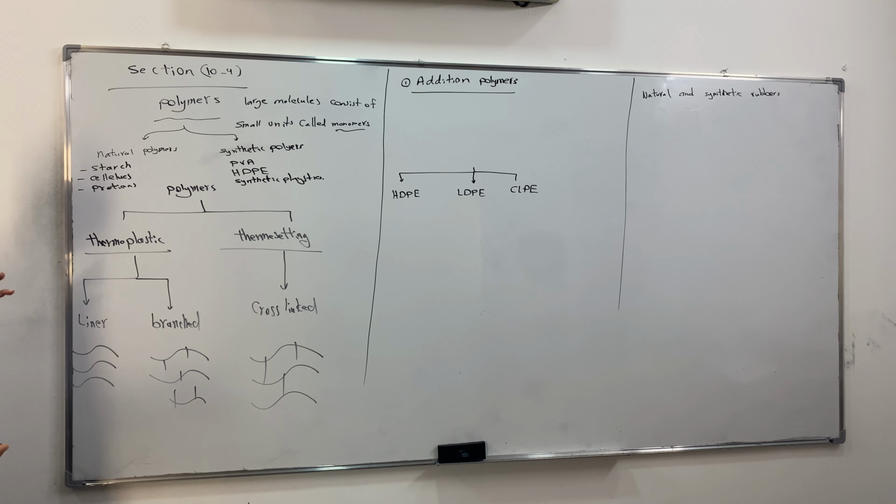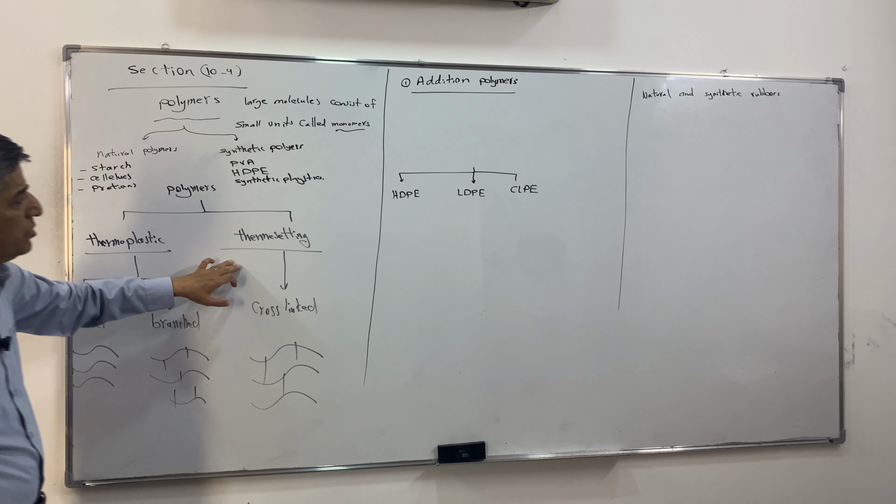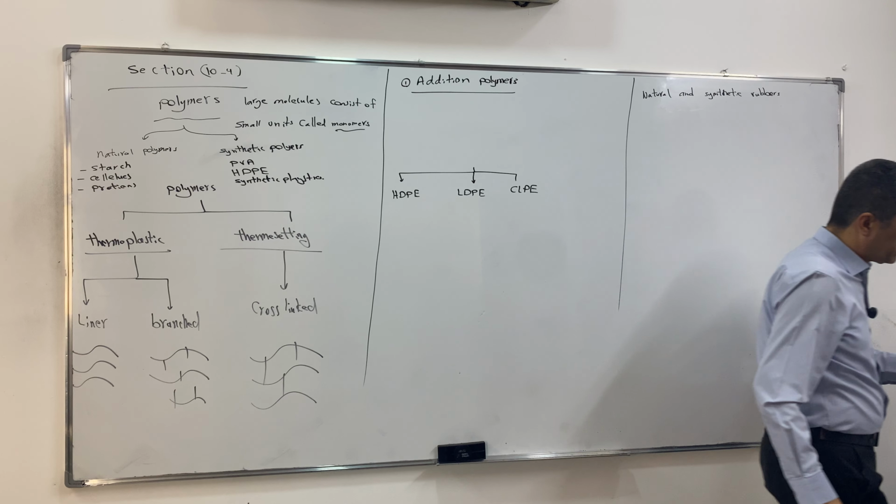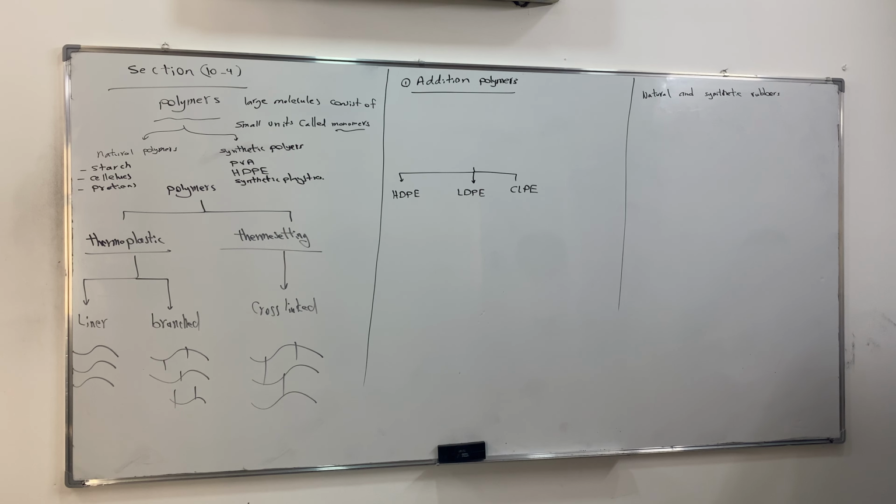But polymers are also of two types according to the effect of heat on them: thermoplastic and thermosetting. The thermoplastic polymers melt when heated and can be reshaped many times. But thermosetting polymers do not melt when heated, but keep their original shape.